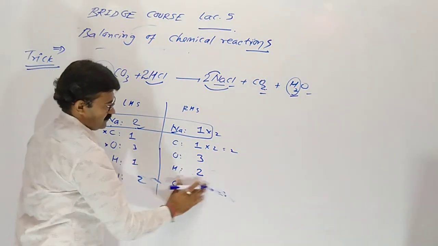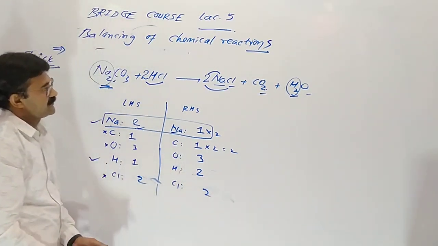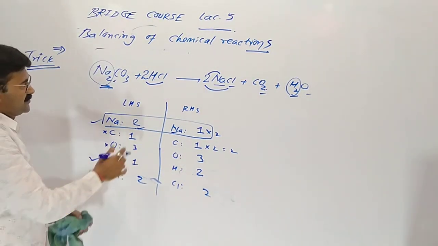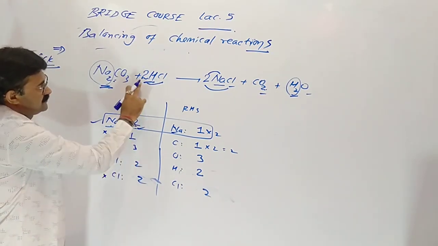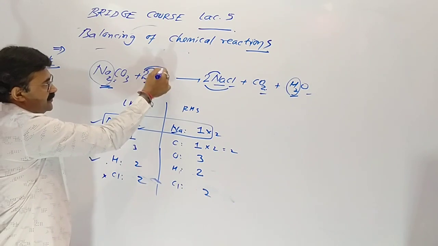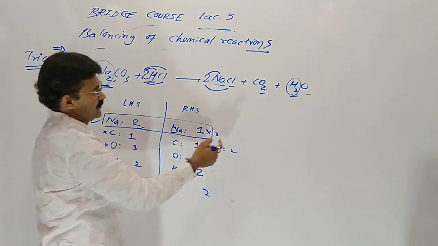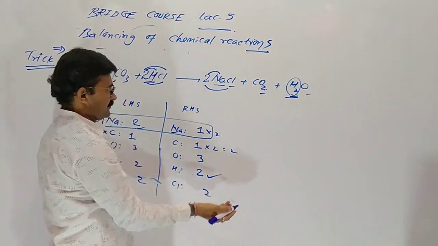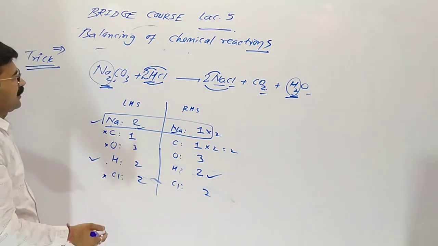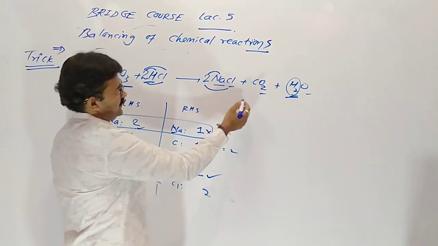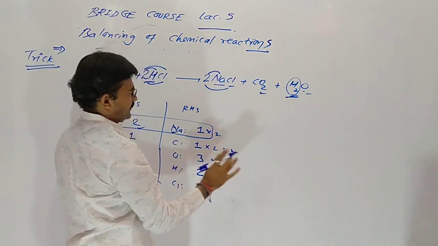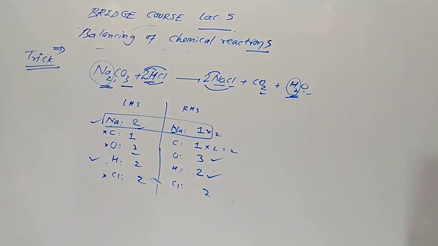Understood? Both sides. Now hydrogen is 2 here, and here is 1. So 2 times hydrogen, 2 times chlorine. So 2 hydrogen, so here 2 times hydrogen. And now oxygen is 3, here 2 plus 1, 3. This is our balanced equation.